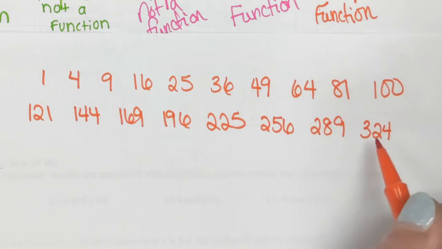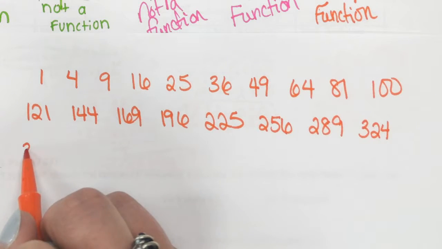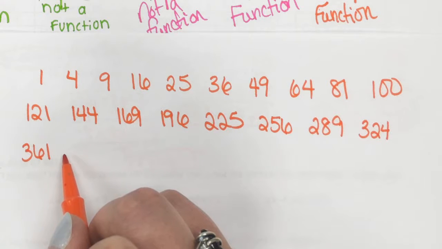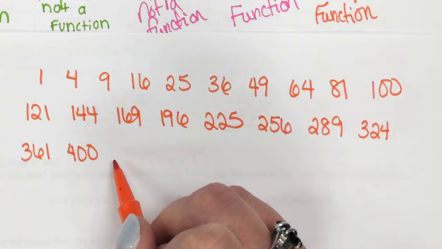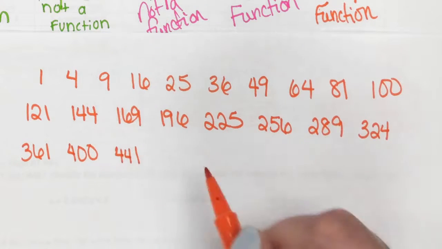Alright, so this is 16 times 18. What's 19 times 19? 361. This one's easy. 20 times 20. 21 times 21. 441. 22.